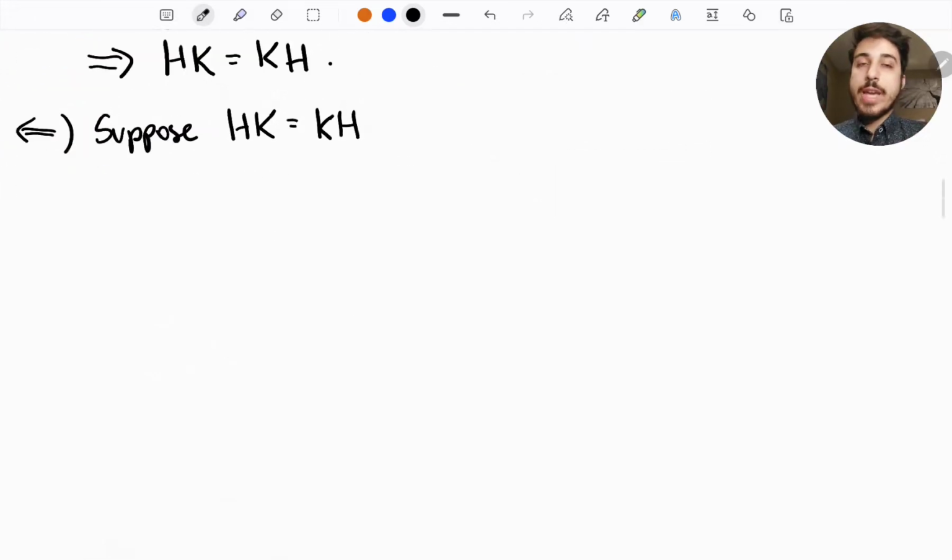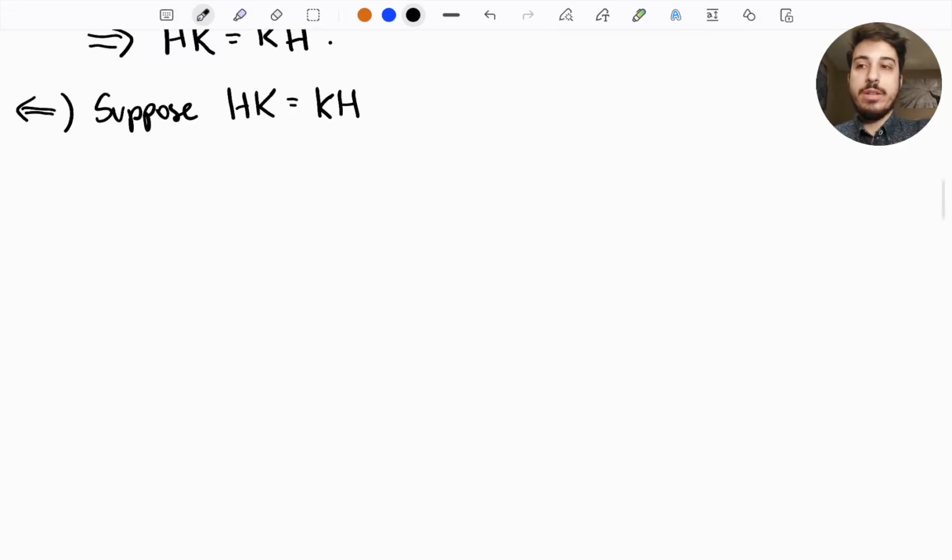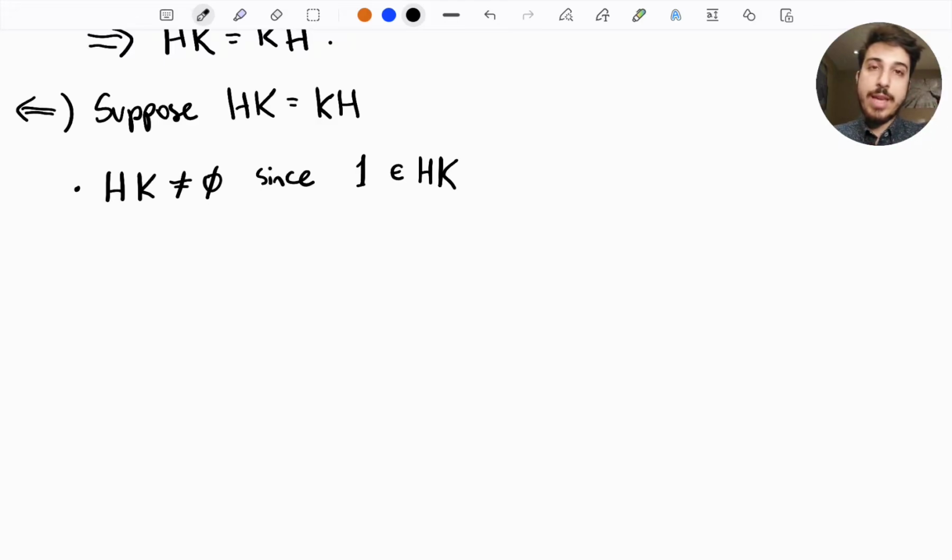Now suppose that HK is equal to KH, we would like to prove that HK is a subgroup of G. To prove it's a subgroup, we have the two-step test where we prove it's non-empty and that it's closed with respect to operation and inverses in one go. So HK is non-empty since 1 is in HK. The identity lies in HK because the identity lies in H and the identity lies in K, as they are subgroups, so it lies in their composite set, HK.